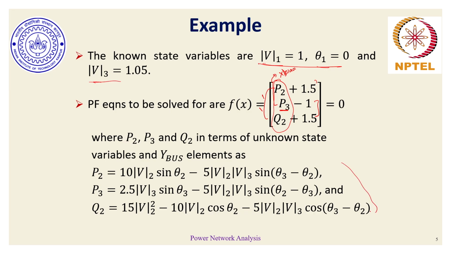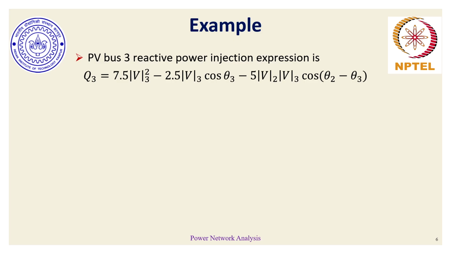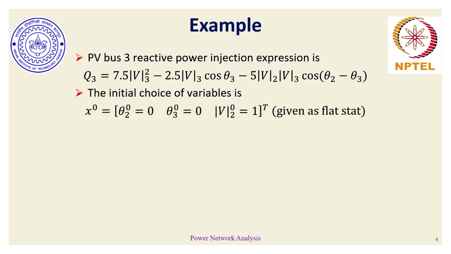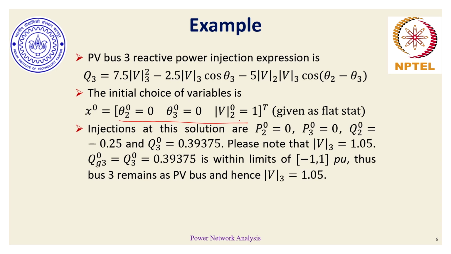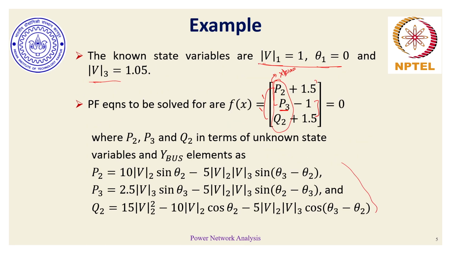Once we know these function values, we can correspondingly evaluate the corresponding derivatives for the initial choice of values that we choose. Injections at this initial solution, basically with voltage phase angles 0, you can easily cross check, if angles are 0, the corresponding sine values would also be 0.